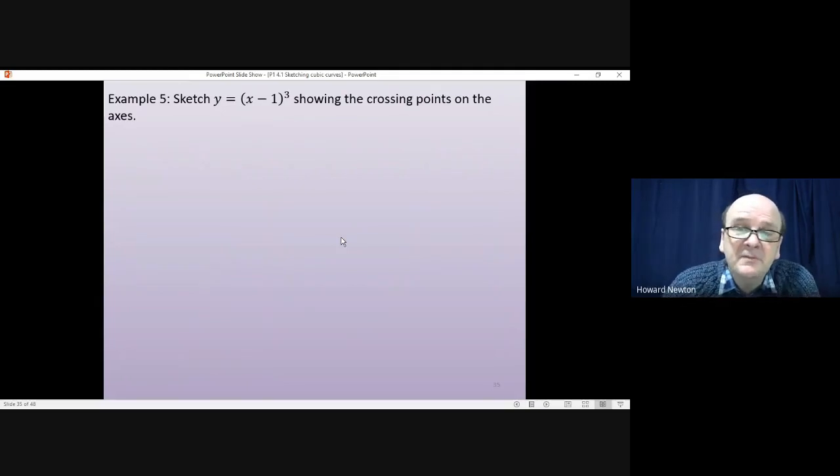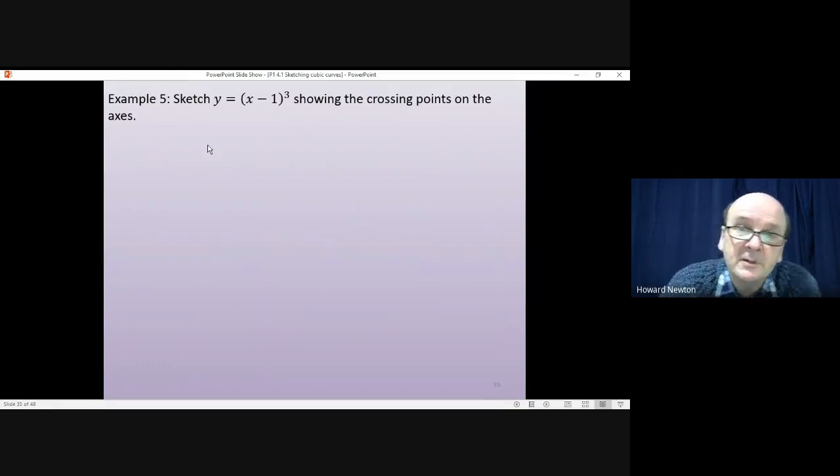Okay, example 5. Now this time we've got 3 repeated roots. We've got y equals x minus 1 times x minus 1 times x minus 1. And the question is, what does that mean? What's the significance of that on the shape of the cubic curve? I'll let you have a go at working that out yourself. Same method as before. Pause the video, come back to me when you're ready.